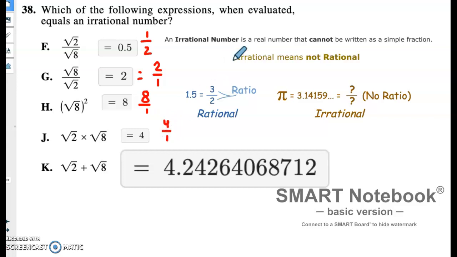And then letter K, the square root of 2 plus the square root of 8 is equal to 4.242640687112. This we cannot easily write as a ratio, as a fraction. So this number is irrational, and K is the answer to the problem.